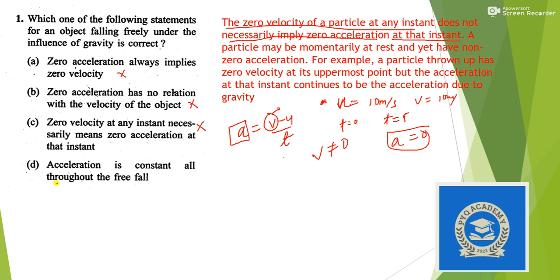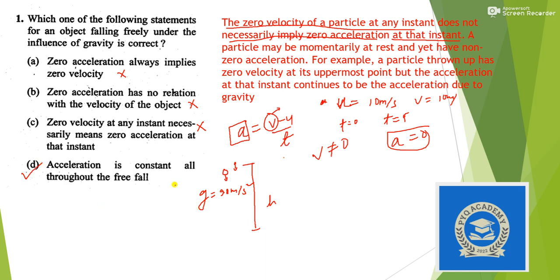Now we are left with our answer, and the answer is: acceleration is constant all throughout the free fall. This is true. When you throw or leave an object from a certain height, suppose this is a height h, then the only acceleration acting on it is the acceleration due to gravity, which is always constant, 9.8 meter per second square. So this is true. Acceleration is constant all throughout the free fall. So the answer is option D.